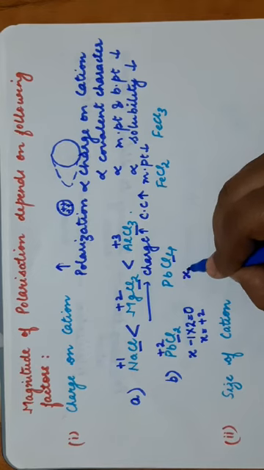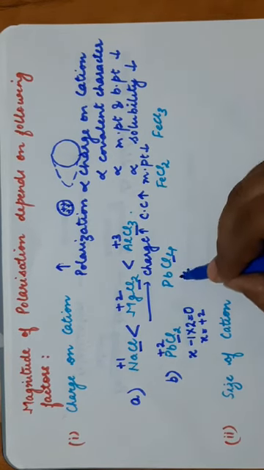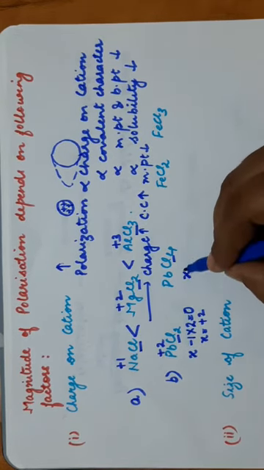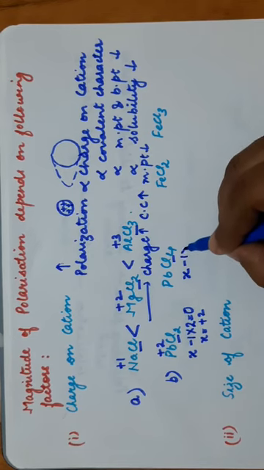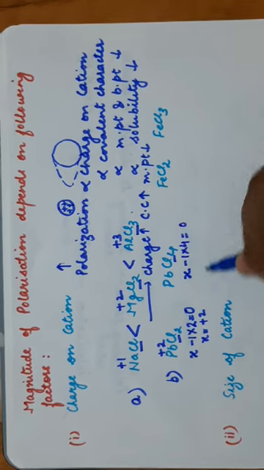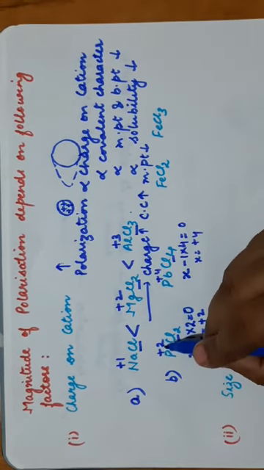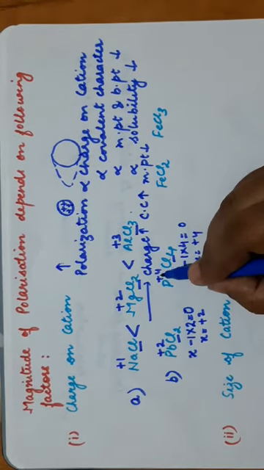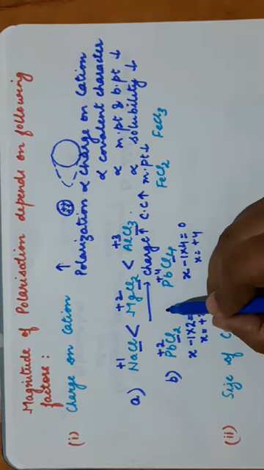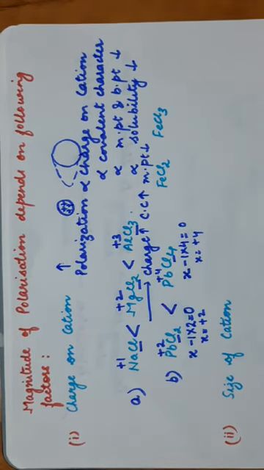PbCl4, suppose its charge is X. You don't know the charge on Pb, so X is the charge on Pb. Cl has -1 into 4, plus X is equal to 0. X is equal to +4. So PbCl2 has +2, PbCl4 has +4 here. So which has more covalent character? This one has more covalent character.